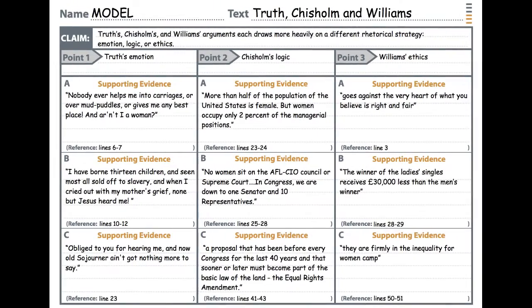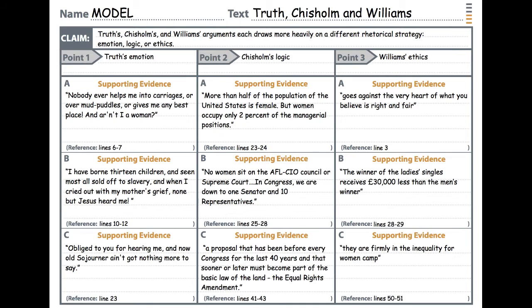So here we have a filled in version of that previous model for organizing an evidence-based claim. I'm just going to run through it with you real quick. The claim in this one is that these three varying authors each draw heavily for their argument using different rhetorical strategies. And the strategies that the student came up with are emotions, logic, and ethics. So looking at the first point, it's talking about emotion being used by the author.